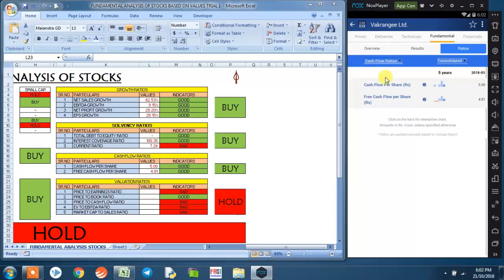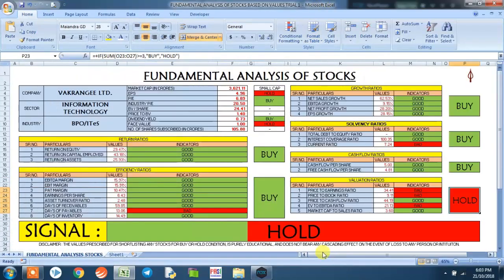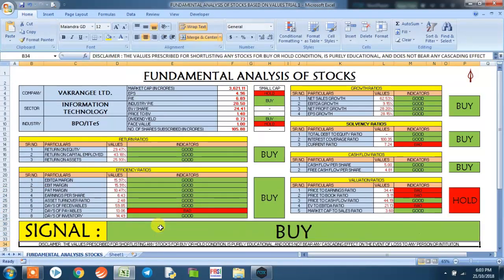Now coming on to the valuation ratios, the first is price to earning ratio, which is 34.41. Price to book ratio is 9.11. Price to cash flow ratio is 44.19. EV to EBITDA ratio is 21.13, and market cap to sales ratio is 3.60. So overall valuation ratio has also given us a signal to not to invest in the company at this point of time. Now the program in its entirety has given us a signal to buy the stock at this point of time.